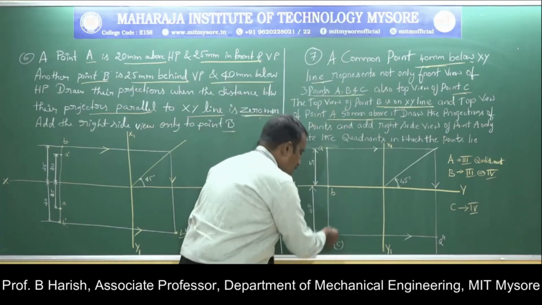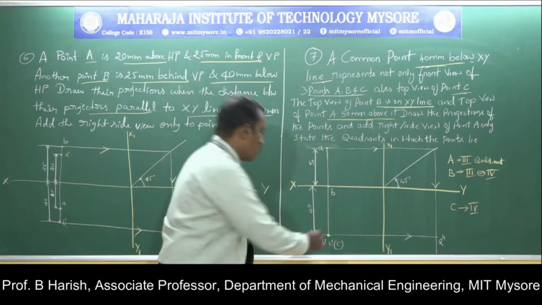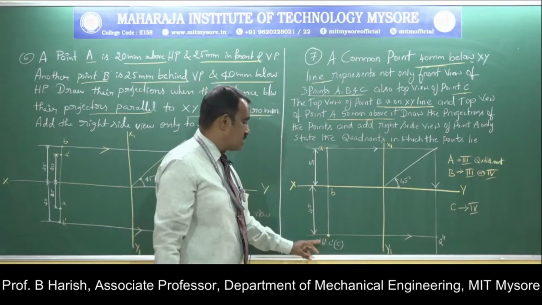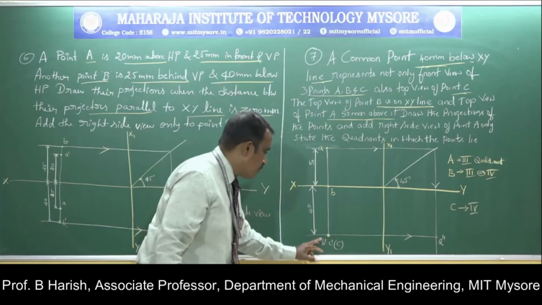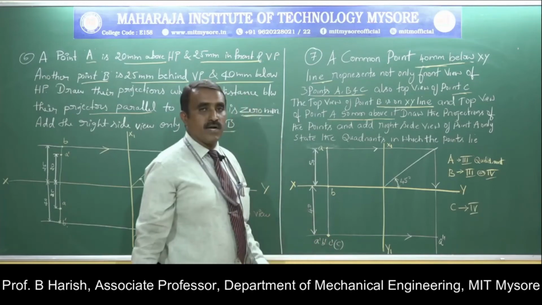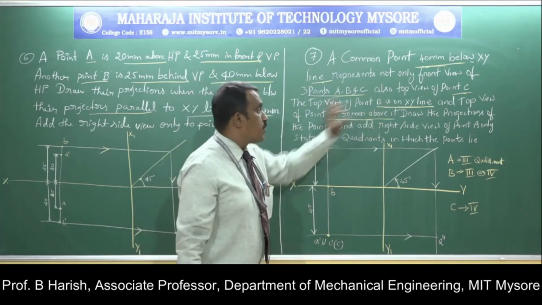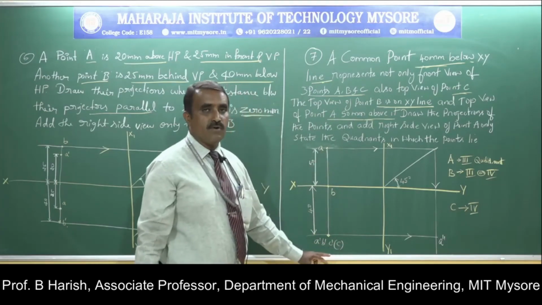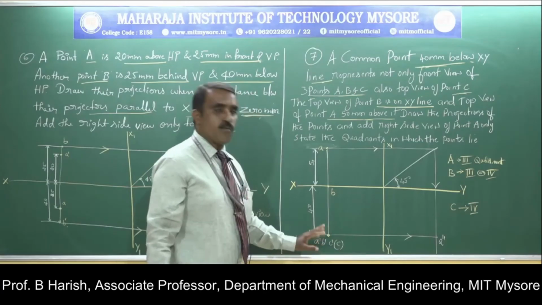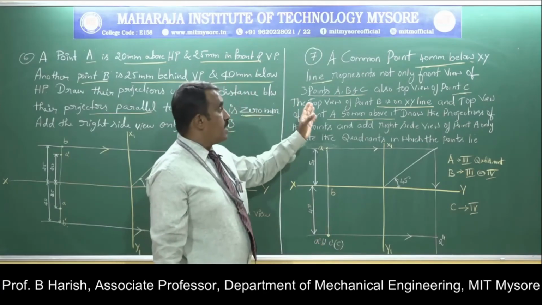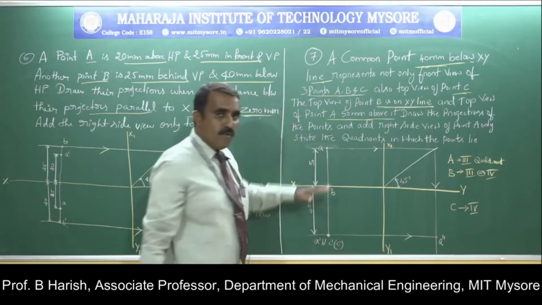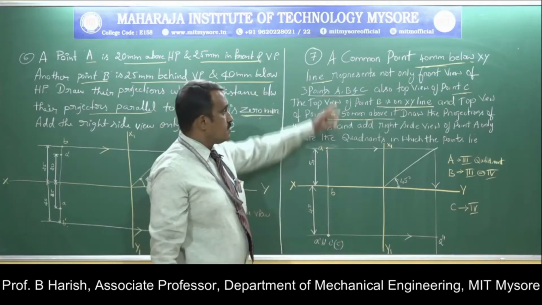From the XY line I measure a distance of 40 mm and locate the projections that represent the front views: A dash, B dash, C dash, the front views of 3 points, and also the top view of point C. So C and C dash, both top and front views, are fixed, whereas the front views of the 2 other points are fixed. Once you finish this, you show the dimension of 40 mm from your XY line.